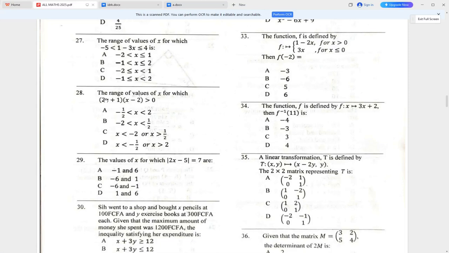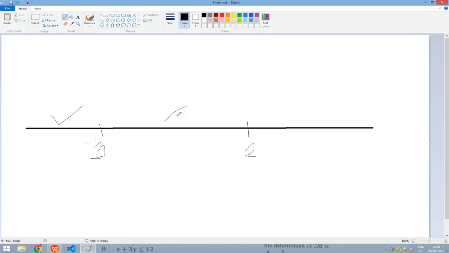Substituting 1 in this inequality, we have 2 times 1 is 2, 2 plus 1 is 3. Now 1 minus 2 is equal to minus 1. 3 times minus 1 gives us minus 3, which is less than 0. So values here do not satisfy the inequality.